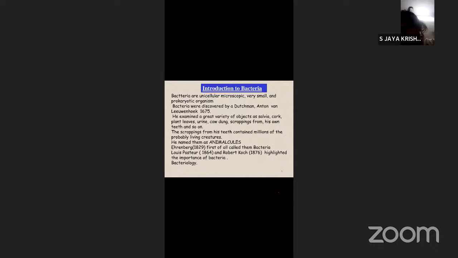Bacteria are very small, microscopic, unicellular, and prokaryotic organisms. The term bacteria is taken from a Greek word. Was bacteria first discovered by anyone, any idea? Robert Hooke, sir. Anthony von Leeuwenhoek, sir.